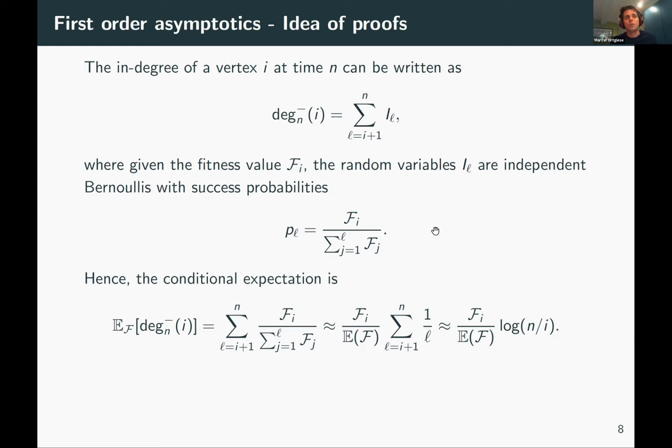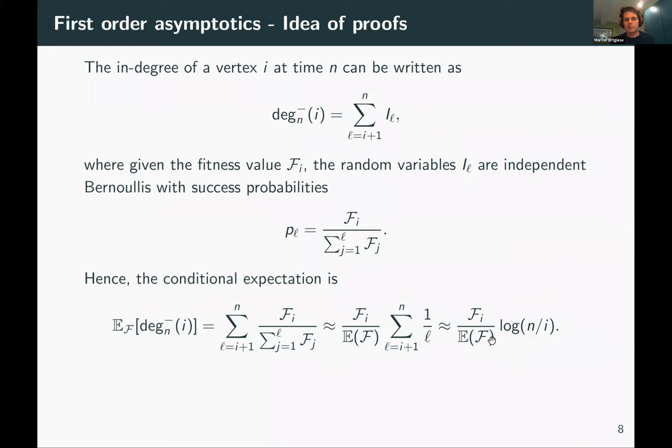So if you want to work out the conditional expectation of the degree, that's relatively straightforward. It's just the sum of these indicator random variables. Each of them, you know the probability that it connects to you. If you look at the sum, you have the F_i and you normalize it, and implicitly I've assumed that the mean is finite, so I can replace this sum by the expectation times L, by the law of large numbers. Then I get F_i divided by the expectation, and then I get this harmonic series, and that's roughly log n over i. So that tells me the expected degree is fitness times log n over i.